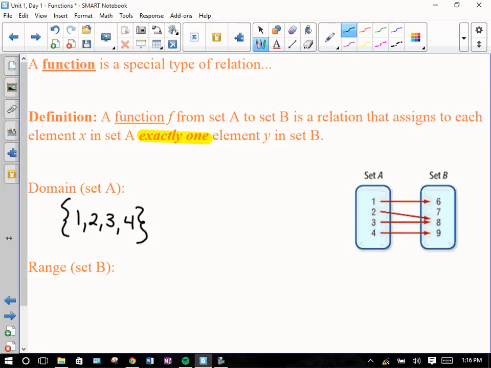So our domain, the way you can represent that, is {1, 2, 3, 4}. And how do we know that? It tells us that set A is our x values, and it tells us domain is set A. Those are the 4 numbers that are in our set A. So what about our range? What was our range? 6, 7, 8, 9.